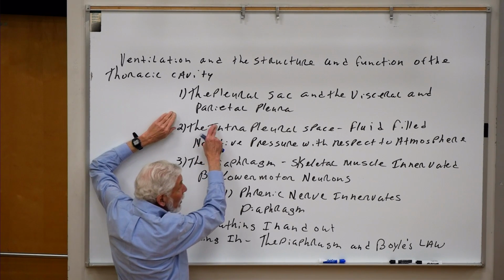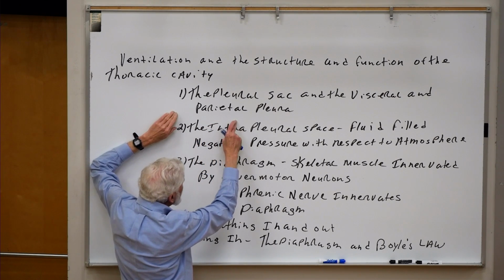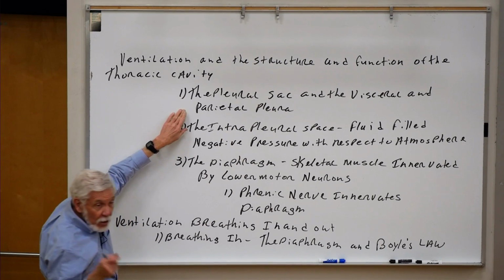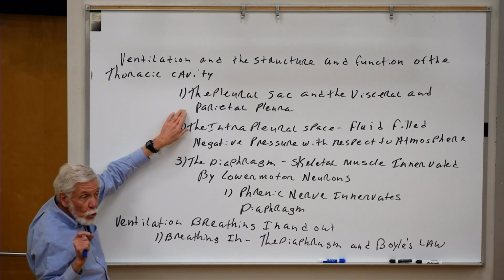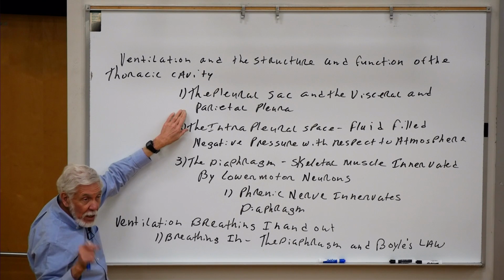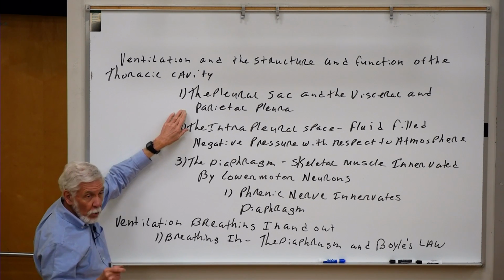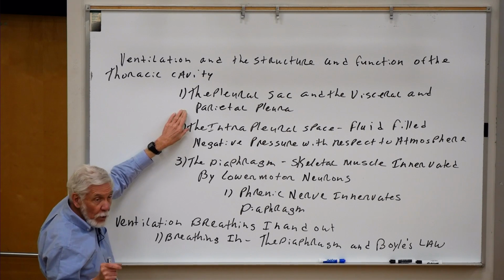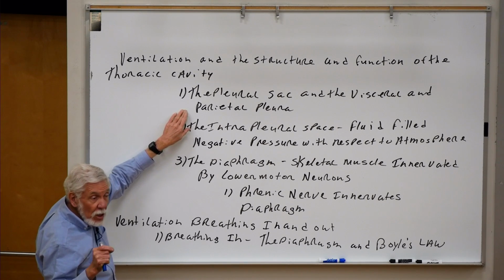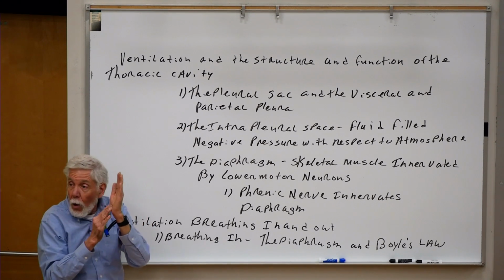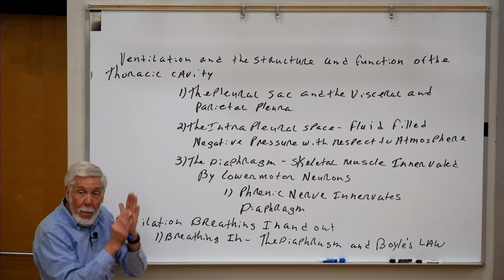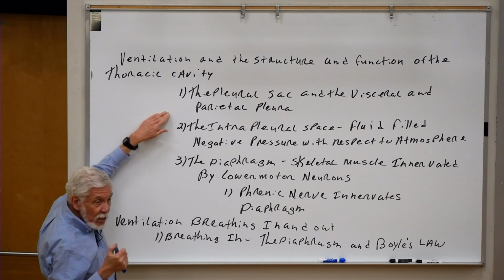Much of what we talked about in the heart is going to be true here as well. We're going to fill the space between those two layers of mesothelial cells, one the visceral pleura and the other the parietal pleura, with fluid, and that fluid is going to be somewhat slippery. So it's going to allow the lung and the body wall to slip past one another easily every time we take a breath.